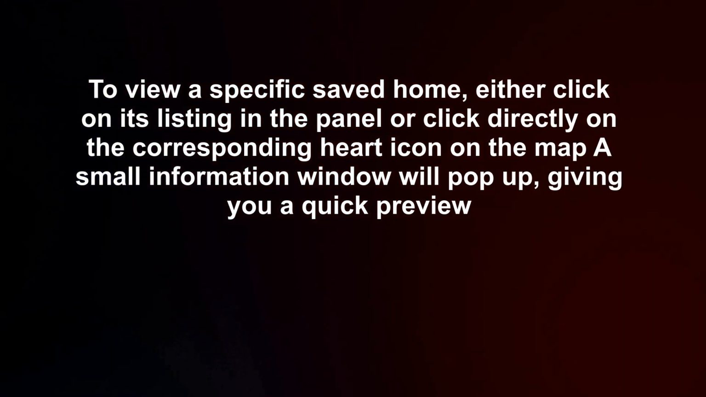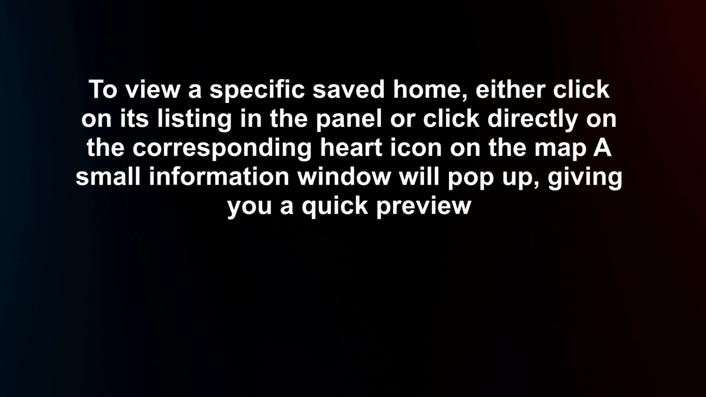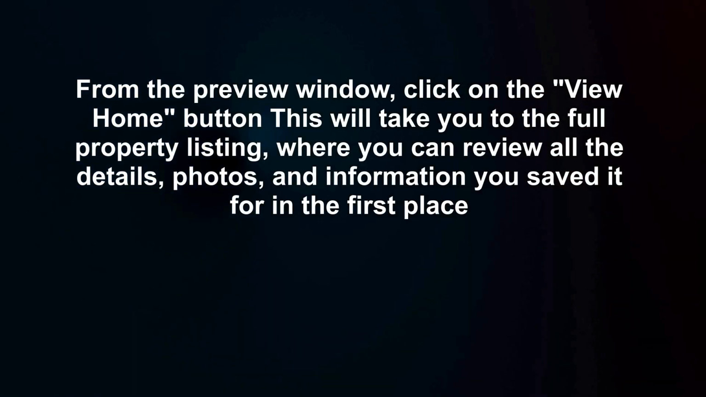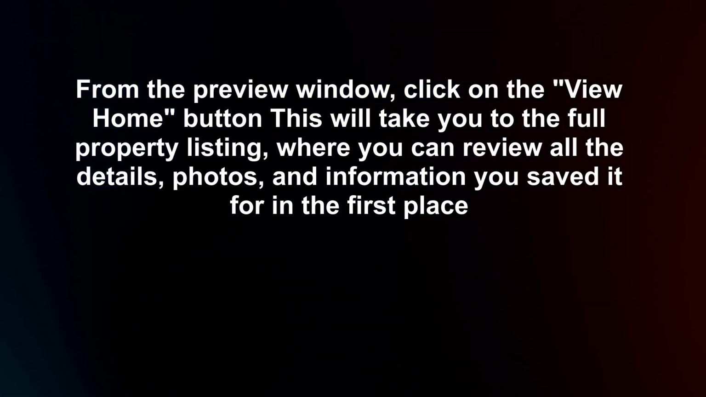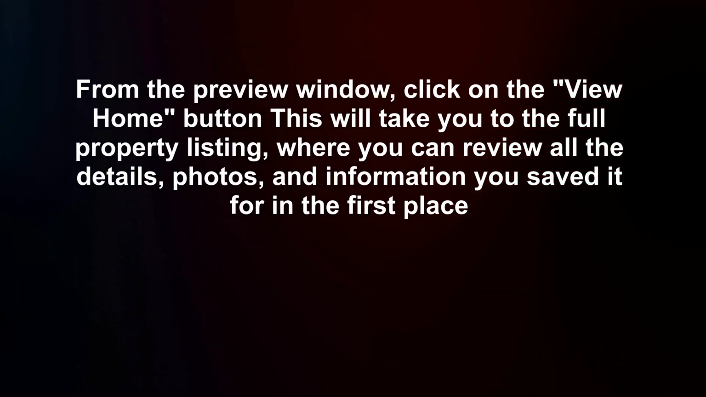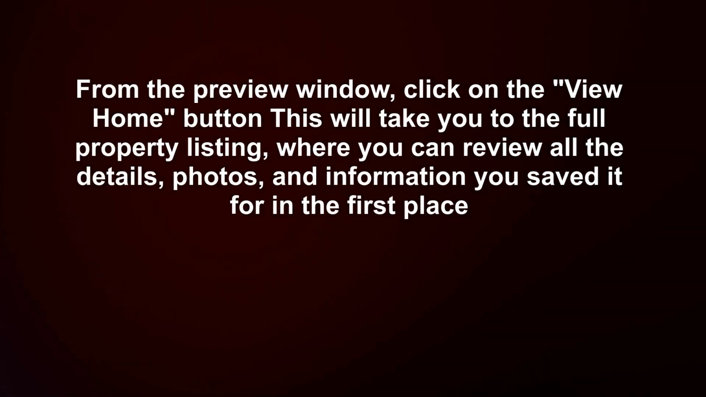A small information window will pop up, giving you a quick preview. From the preview window, click on the View Home button. This will take you to the full property listing, where you can review all the details, photos, and information you saved it for in the first place.